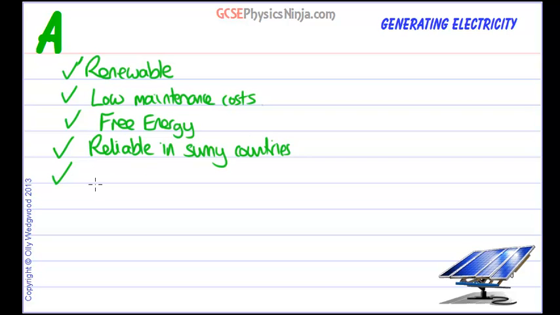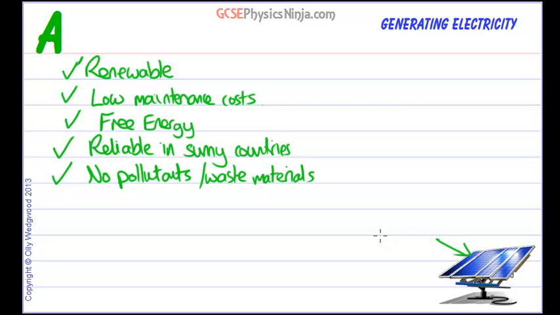Another good point is that there are no pollutants or waste materials produced when these solar cells are in operation. But bear in mind that the manufacture of these solar panels and cells may produce pollutants, greenhouse gases such as carbon dioxide, waste materials, etc. So worth bearing in mind as far as the manufacturer is concerned.